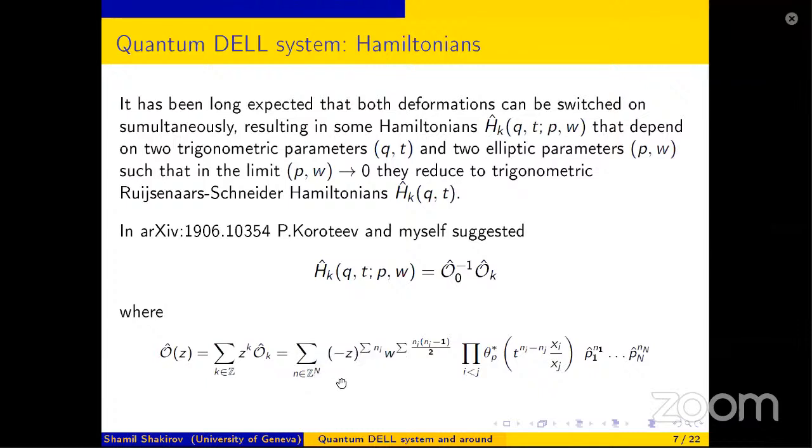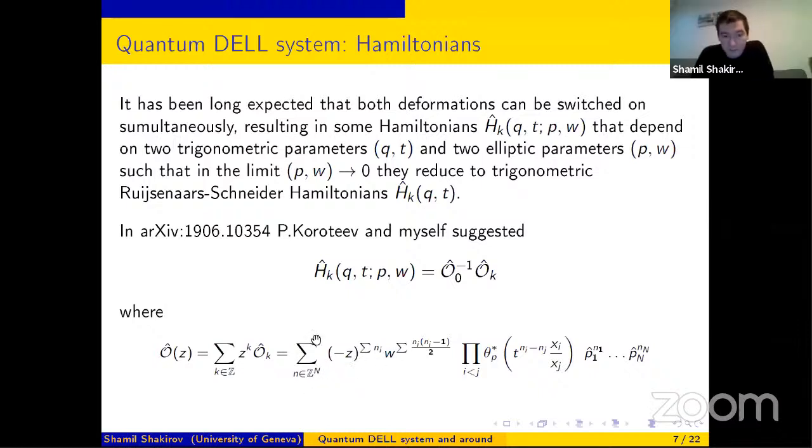What is large N? Is it the number of particles? Yes, large N is the number of particles. The generating parameter is raised to the sum of these variables that we're summing over. So on the lattice, the sum controls the order of the operator O_k. And then the quadratic form on the lattice, given by a simple sum n_i times n_i minus 1 over 2, controls the degree in the elliptic parameter omega.